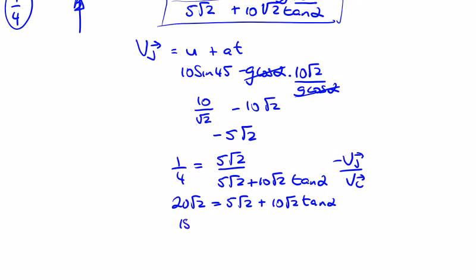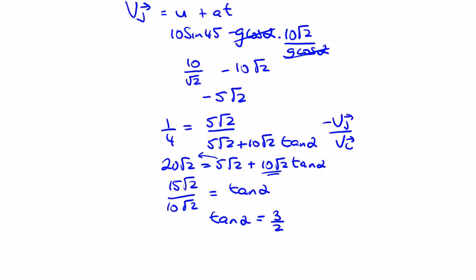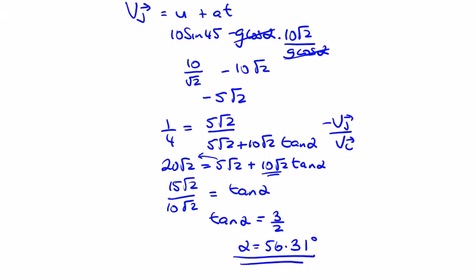Simplifying down, we're going to get 15 root 2, bringing this guy over, and we're going to have to divide by this guy to get tan alpha. That's 10 root 2. That's going to be my tan alpha. So tan alpha is equal to 3 over 2. So that's going to give me a value of 56.309, so alpha will be 56.30931 degrees.